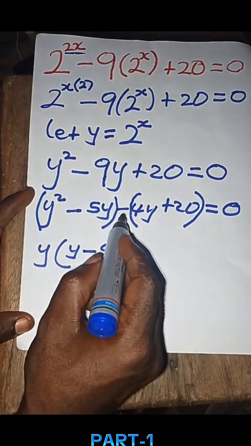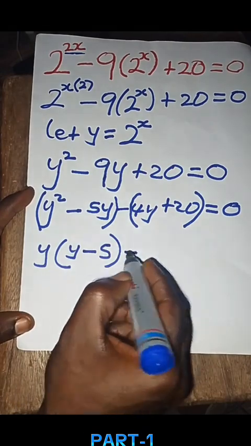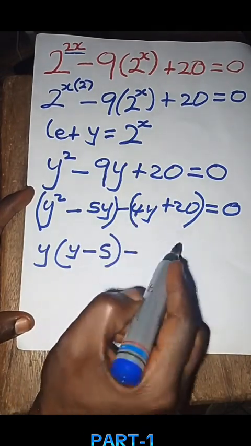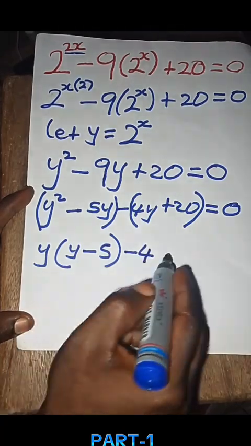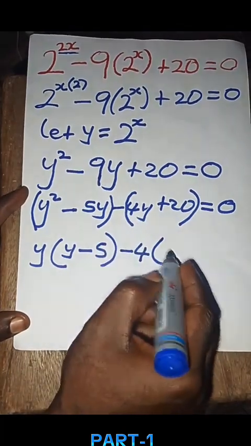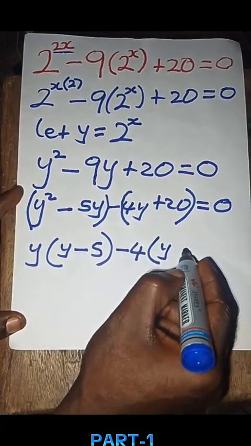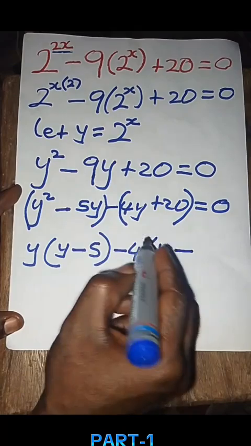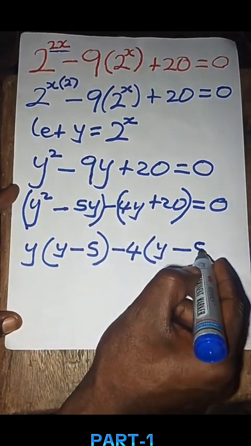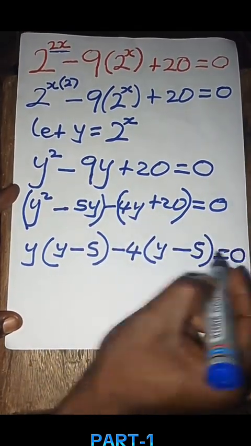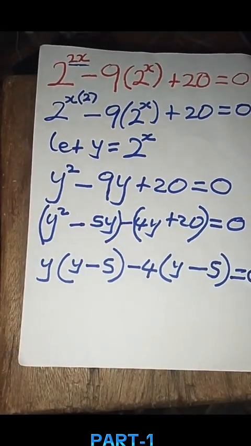So what do we do next? We take minus 4 here. Since 4 can also go into 20, we take 4 to be the factor. So if we take 4 from 4y, what remains? y. Minus times minus gives us plus, and 4 goes into 20, we have what? 5. So equals 0. So what will be our next thing?